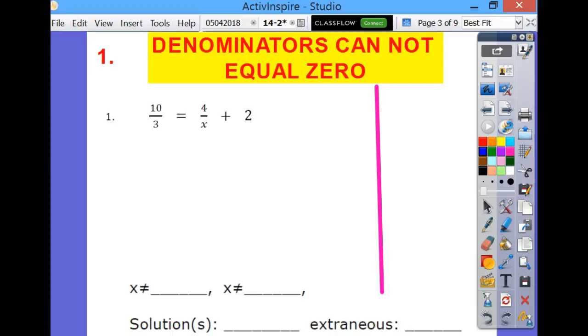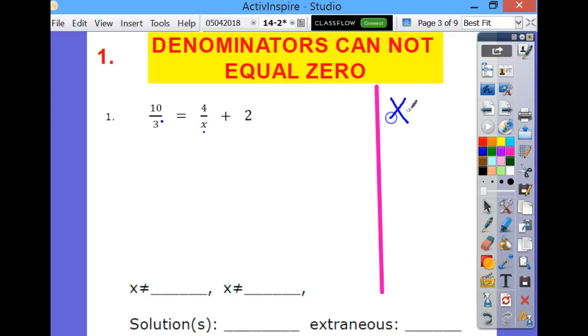Just like yesterday, at the top of your page, write denominators cannot equal 0. That is incredibly important. Denominators can never equal 0. Our whole mathematical system falls apart. Now, look at the denominators. This 3 doesn't ever equal 0. I don't have to worry about the 3.